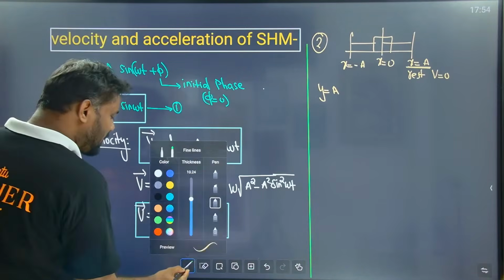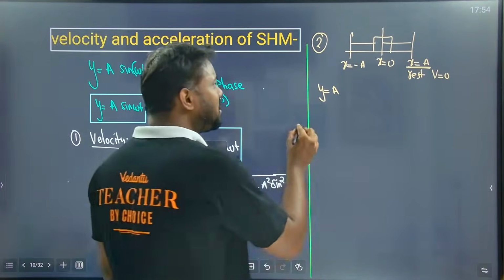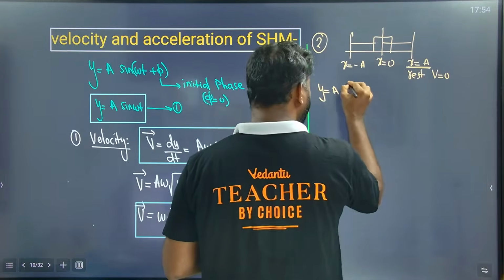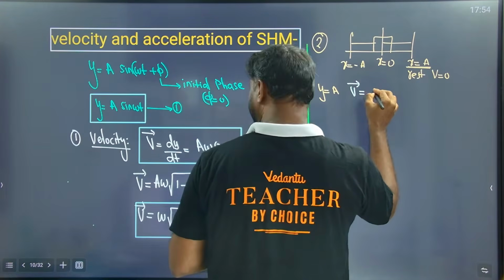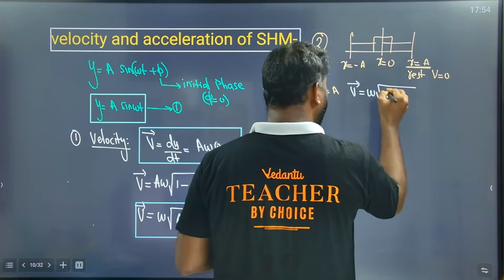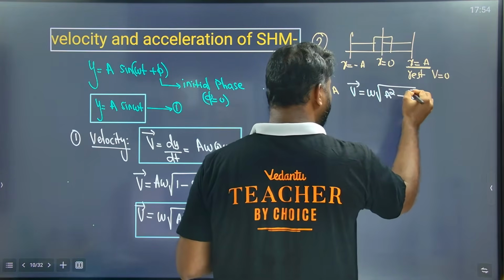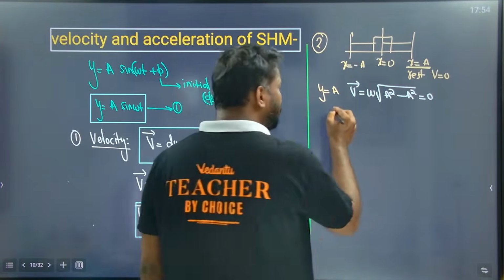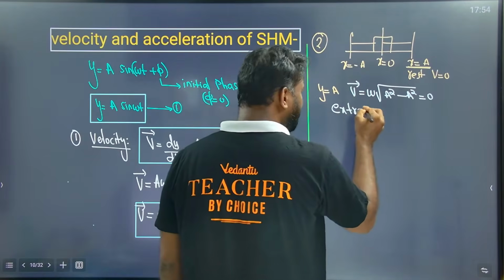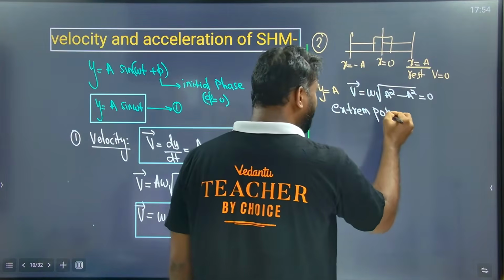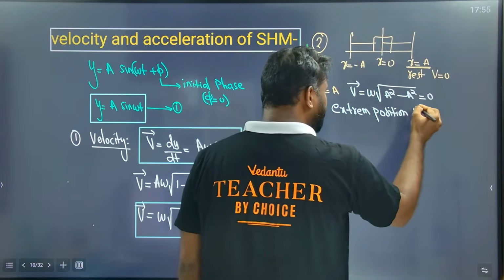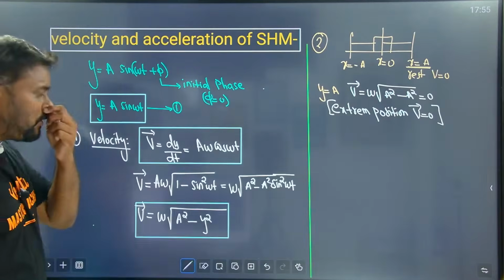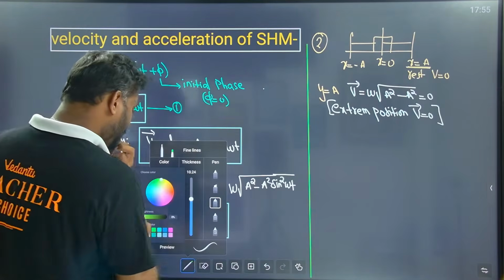Clear? Now if I substitute here, what will I get? Substituting y is equal to a, v is equal to omega root under a square minus y square, so a square minus a square is equal to 0. So at the extreme position, the velocity of the particle becomes 0. So this is nothing but the extreme position, and the velocity of the particle becomes 0. Did you understand? This must be known clearly. Clear? This is a very important idea.